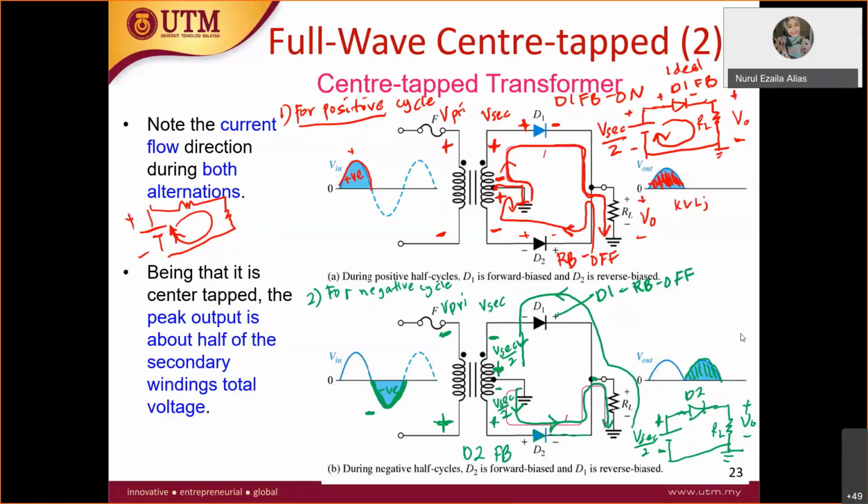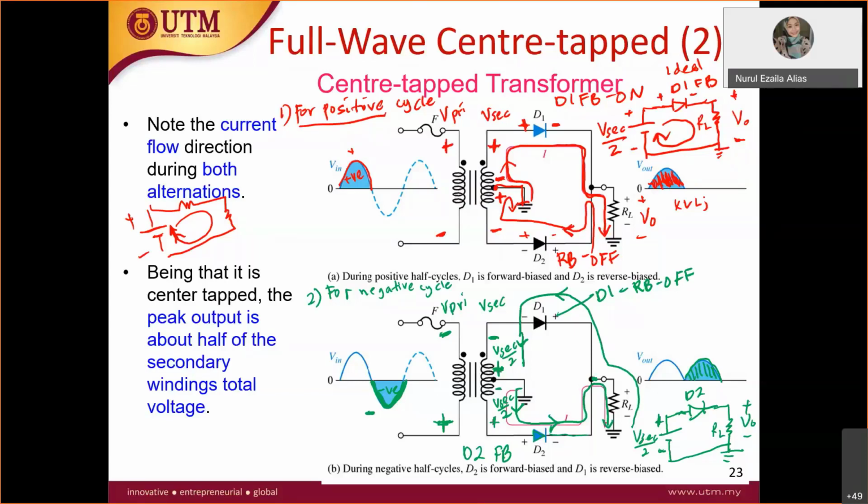I'll start with A, okay? I think I'll go with Amir Shazwan. Is Amir Shazwan here? Yes, doctor. All right. So what is the KVL for this particular circuit, the red circuit one?